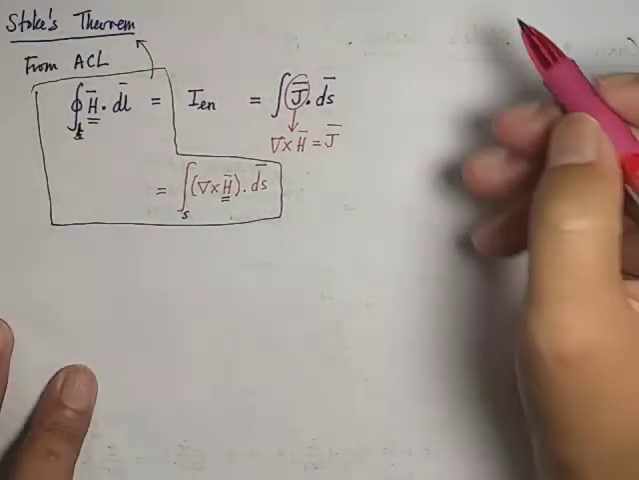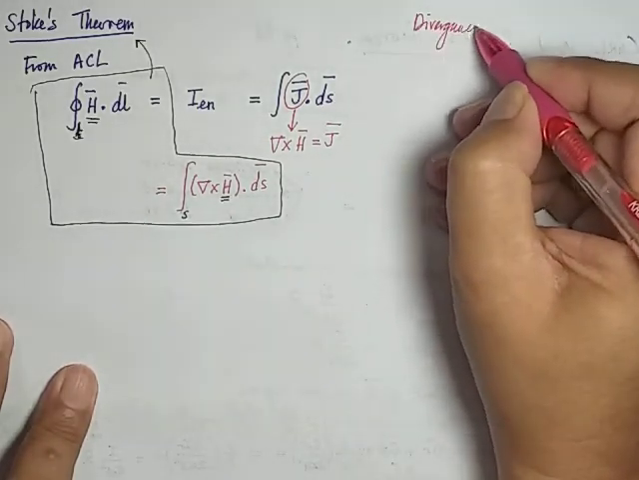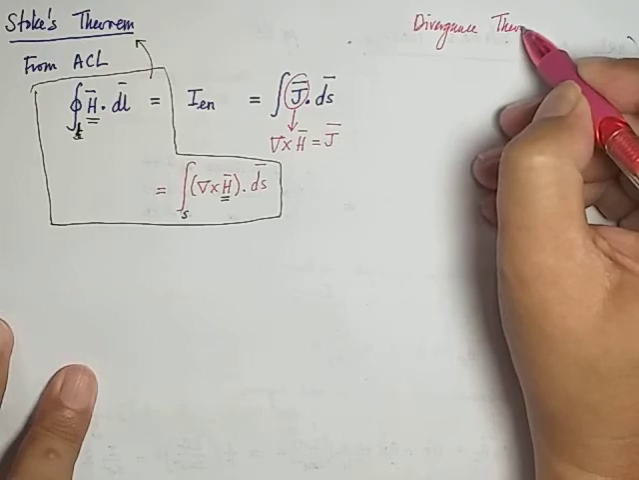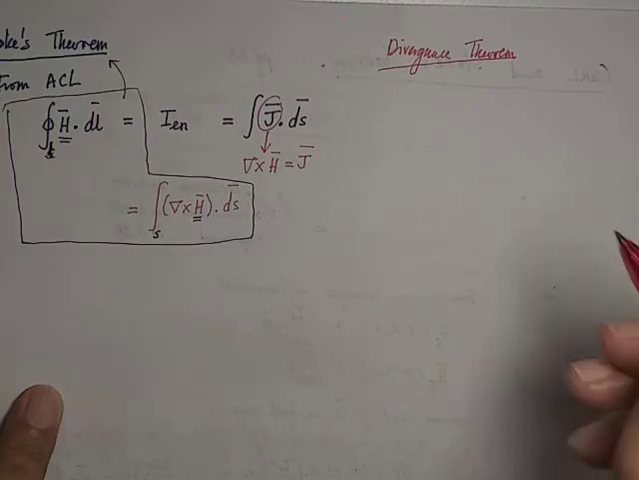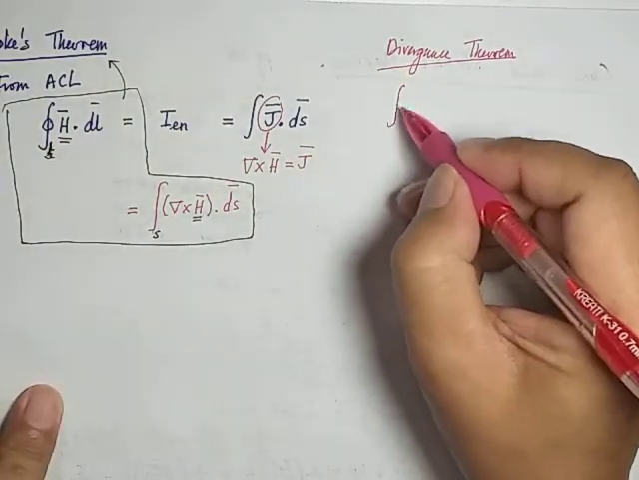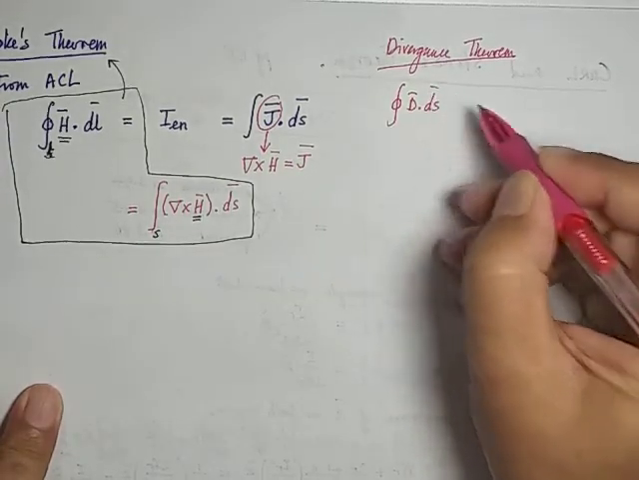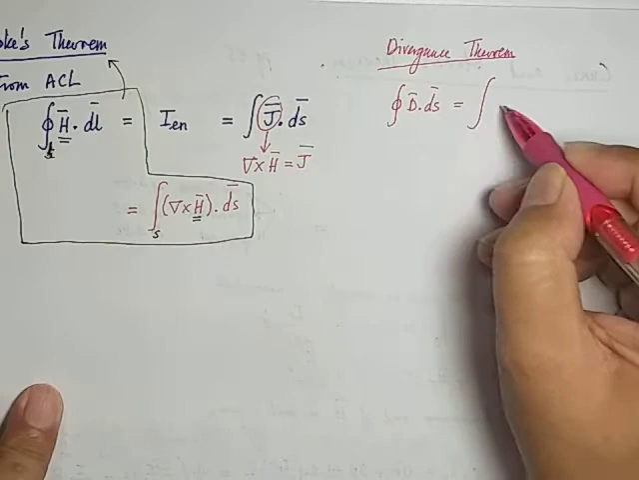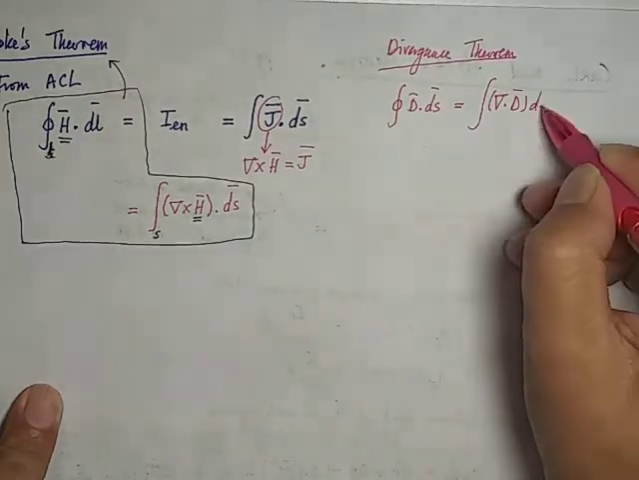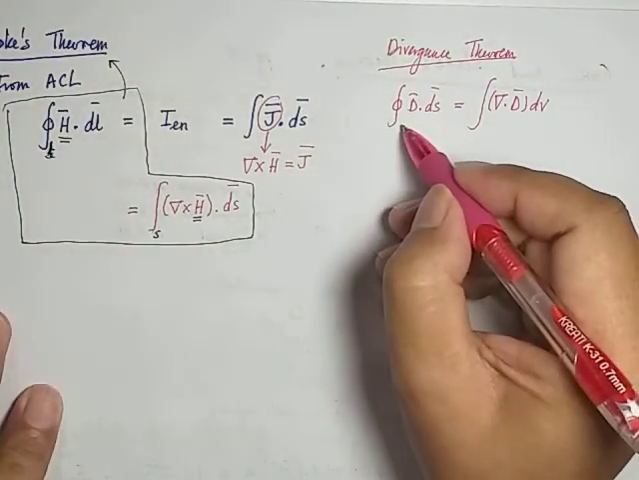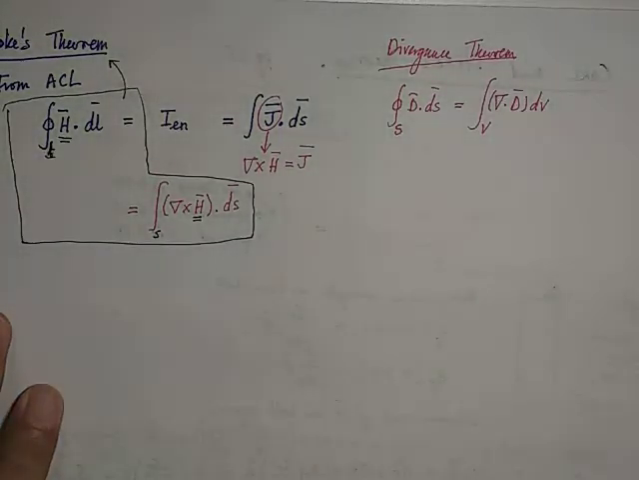It's known as the divergence theorem. Remember the divergence theorem? In the divergence theorem, what we state is that D dot dS will be equal to the divergence of D dV. Here, mathematically, you can convert from surface integration to volume integration.